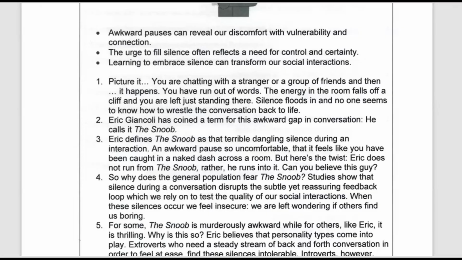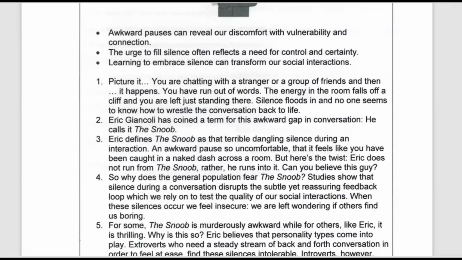So why does the general population fear the snob? Studies show that silence during a conversation disrupts the subtle yet reassuring feedback loop, which we rely on to test the quality of our social interactions. When this silence is okay, we feel insecure. We are left wondering if others find us boring. For some, the snob is murderously awkward, while for others like Eric, it is thrilling.